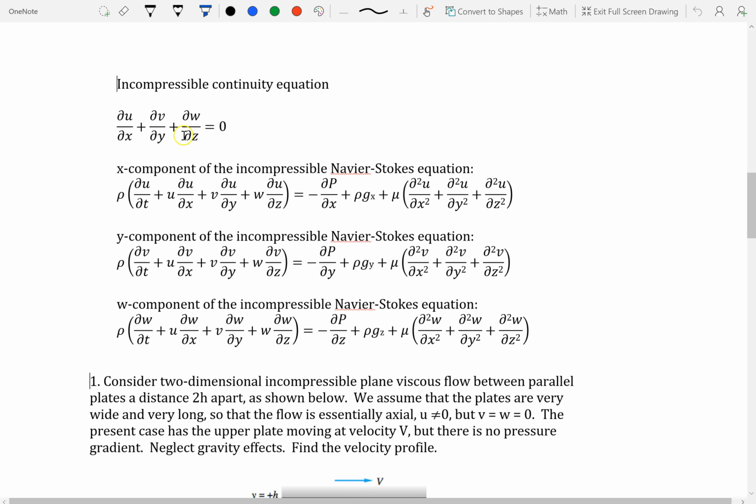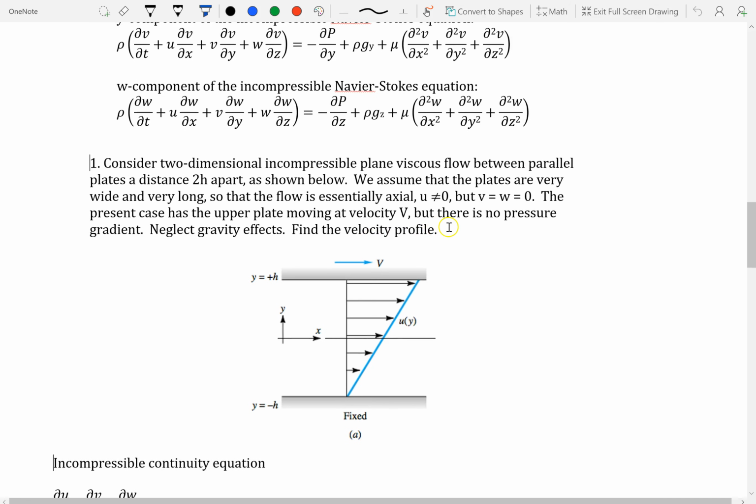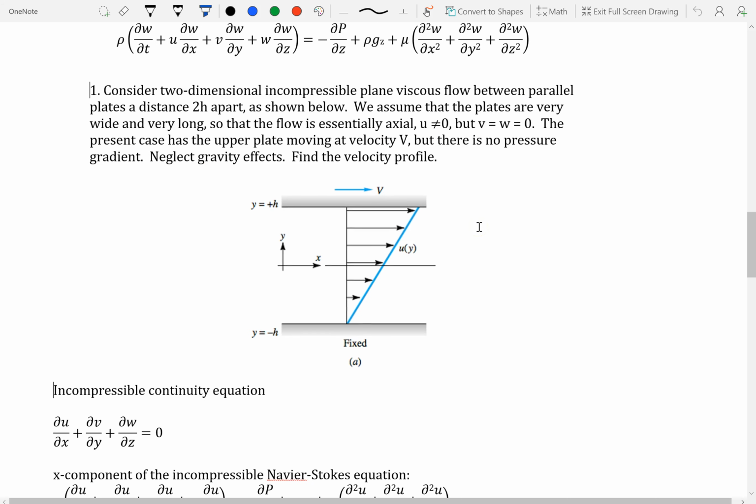All right, so again, we're going to use these equations, and here's an example just to make sure you get a feel of what's going on. Consider a two-dimensional incompressible plane viscous flow between two parallel plates, a distance 2h apart. We assume that the plates are very wide and very long, so the flow is essentially axial, so u is not equal to 0, but v and w are 0. The present case has the upper plate moving at constant V, but there's no pressure gradient. Neglect gravity effects and find the velocity profile.